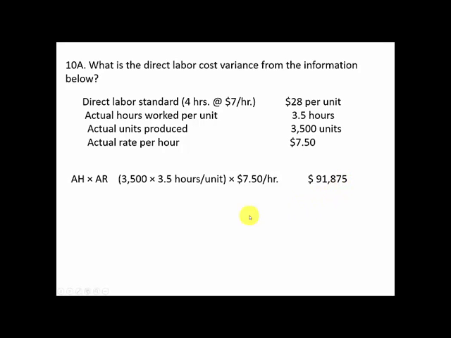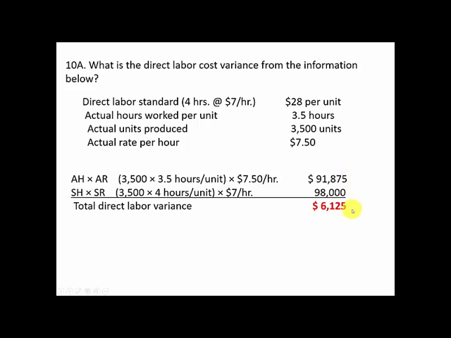We're going to compare that to what the standards should have been to make 3,500 units, and that'll give us our total labor cost variance. So let's do it at the standards now. At the standards, we made 3,500 units, and the standard calls for using 4 hours of labor at a $7 per hour rate. When you run all that through your calculator, the standard amount of labor to make 3,500 units would be $98,000, and we only spent $91,875. Therefore, it's going to be a favorable variance to the tune of $6,125.